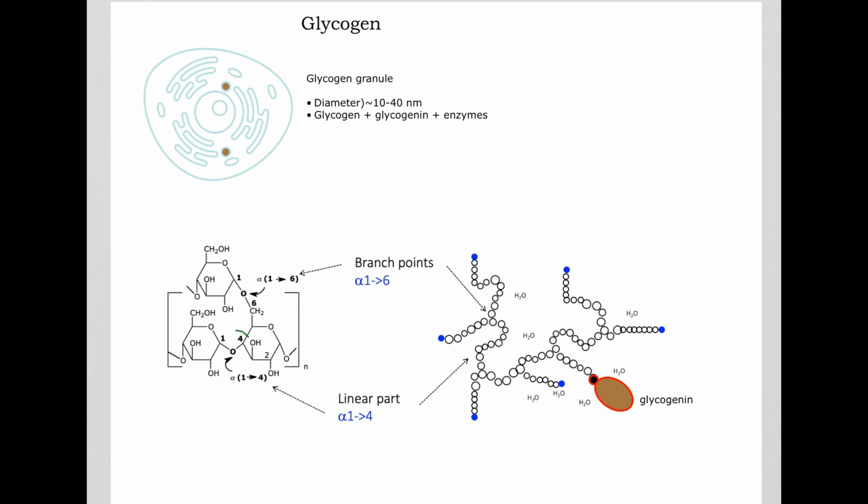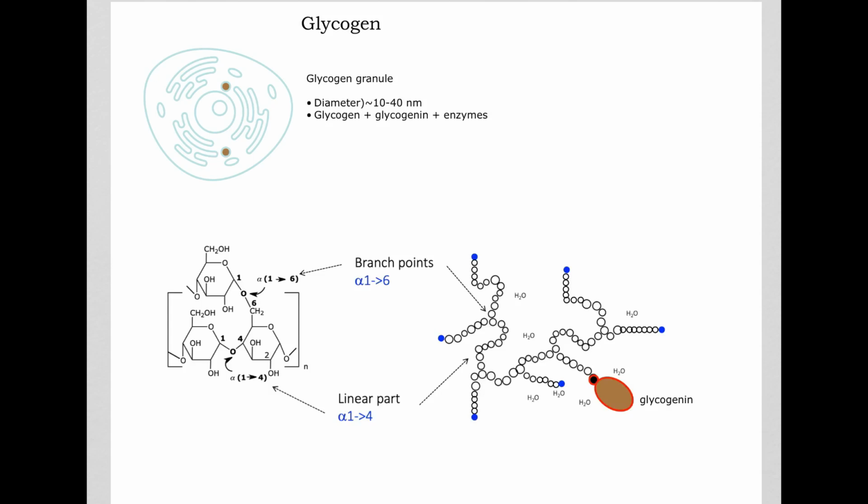It has the alpha-1,4 glycosidic linkages, and wherever the branches are, there is the alpha-1,6. So it's all alpha-1,4, and whenever there's a branch point, there will be an alpha-1,6. So that's a basic structure of glycogen.